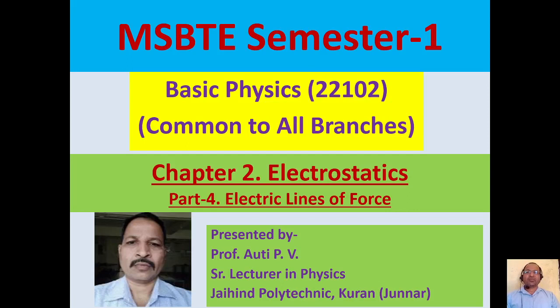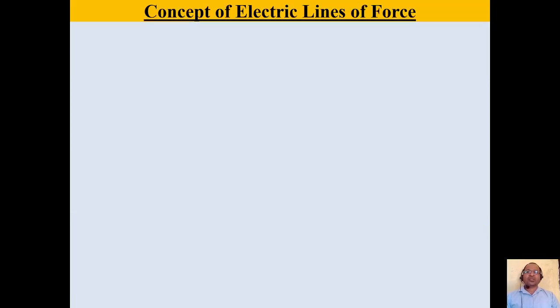Today's topic is part 4, electric lines of force, from chapter 2, electrostatics. Before going to the concept of electric lines of force, we should know electric field. We have seen in an earlier video that if any charge is given, then it has a certain space around it in which electrostatic force of attraction or repulsion is present. If a test charge is brought to this given charge, then it will attract or repel the given charge because it is placed in the electric field of the given charge.